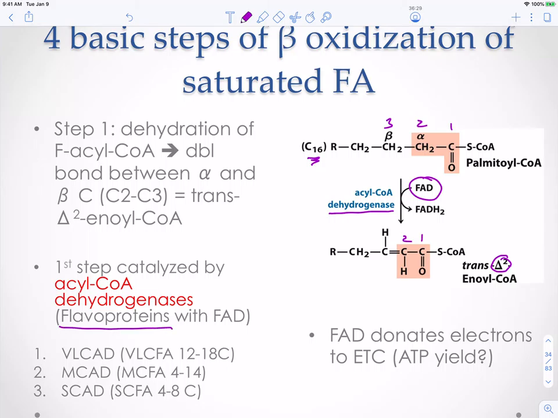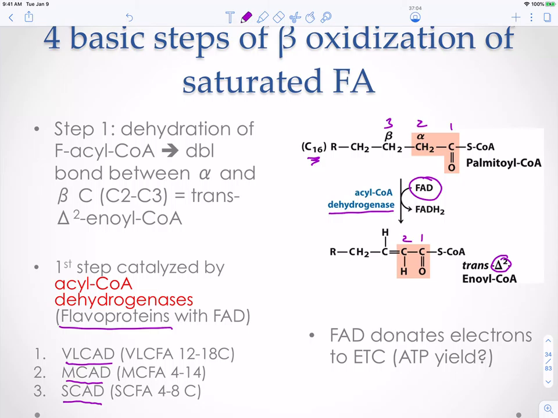Now there is a very long chain acyl-CoA dehydrogenase, which will work on very long chain fatty acids. There is a medium chain acyl-CoA dehydrogenase that'll work on medium chain fatty acids, and a short chain acyl-CoA dehydrogenase, of course, on short chain fatty acids. Now you can see there's overlap between the carbons, and that's because there is a little bit of flexibility when you get to the ends. So your very long chain fatty acids can be as small as 12 or up to 18, etc.